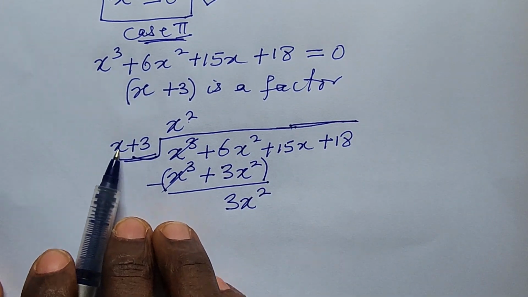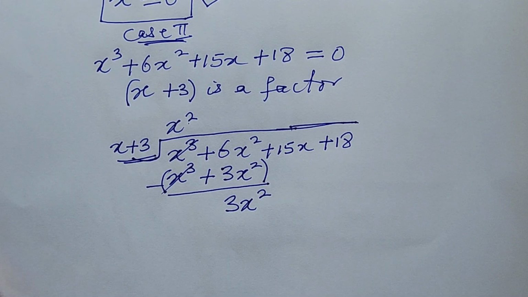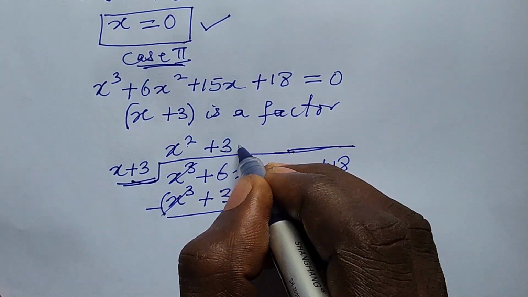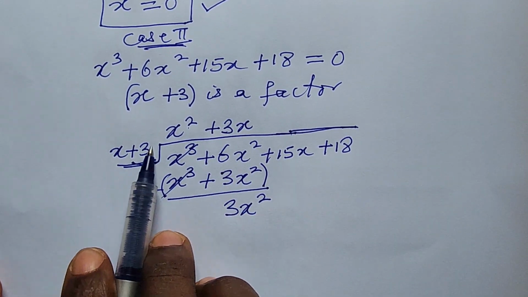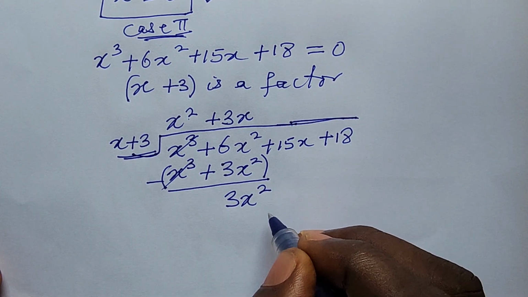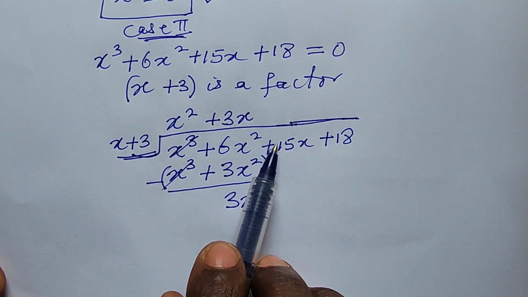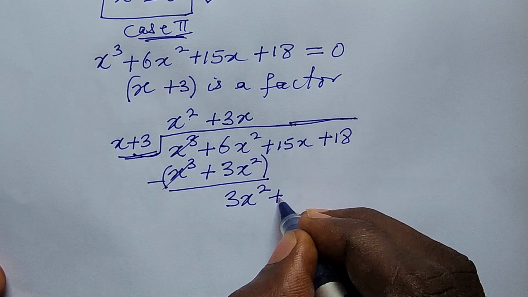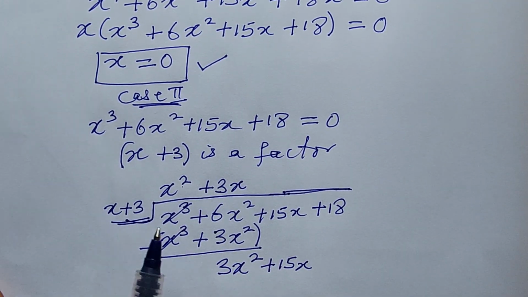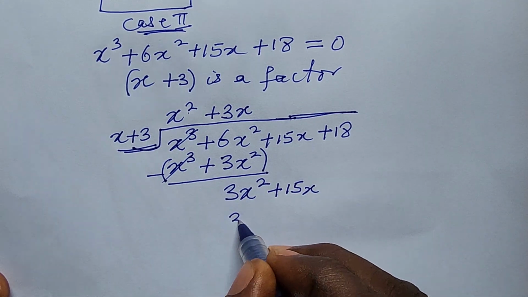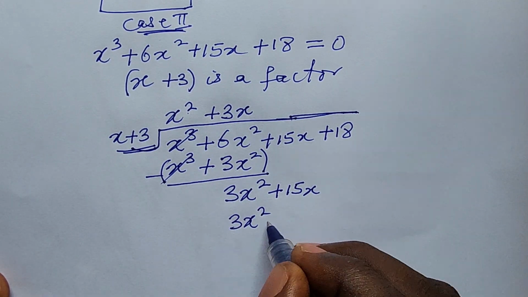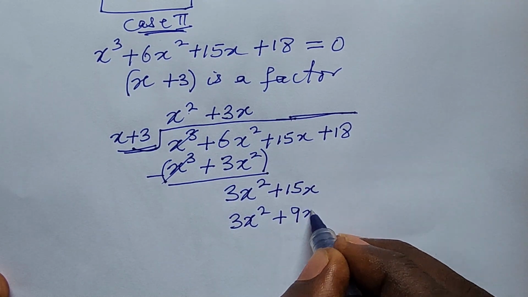Again, we use this to divide this. So we are left with plus 3x. So we put it here, plus 3x. If we use it to open up everything, in other words, to multiply everything here, we're going to come up with, before then, let's bring out this plus 15x. So we bring out plus 15x. So if we use this to open up, this will give us here 3x squared. Then this time this will give us plus 9x.